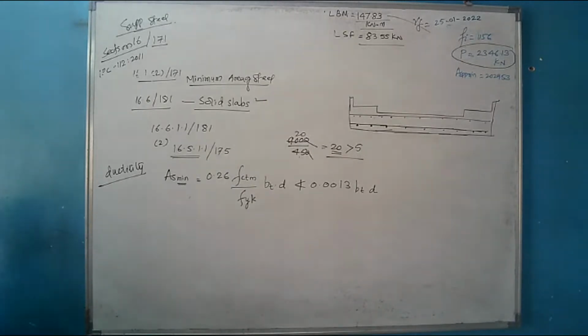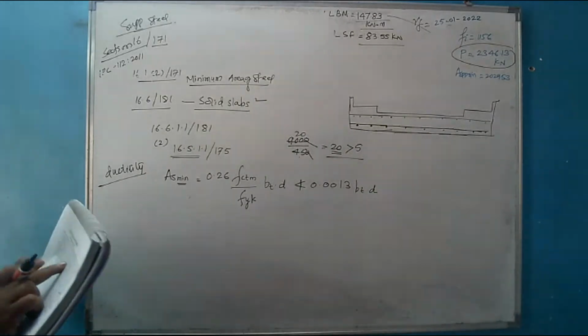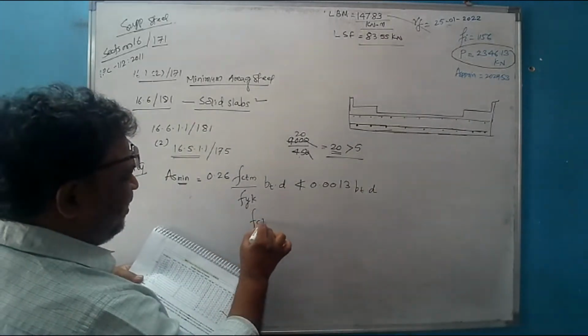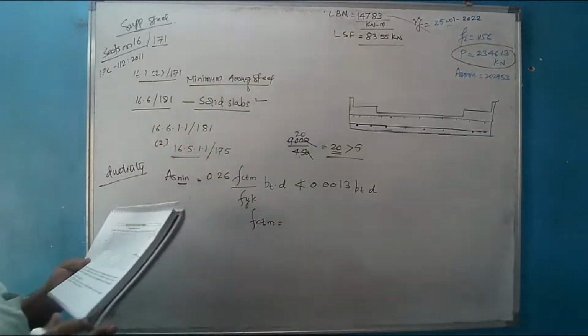Will you please refer table 6.5? Do we have the value of fctm available there? Table 6.5. Fctm, yes, fctm is available. It is the third row, fctm for different grades of concrete. What is the value of fctm for M60? What is M60 grade of concrete? So what is the value of fctm? Fctm, how much it is?